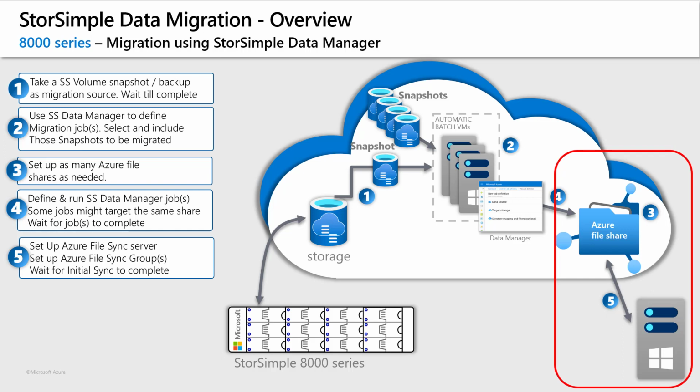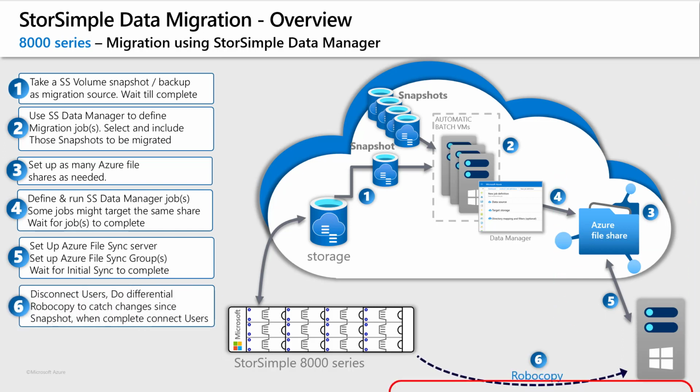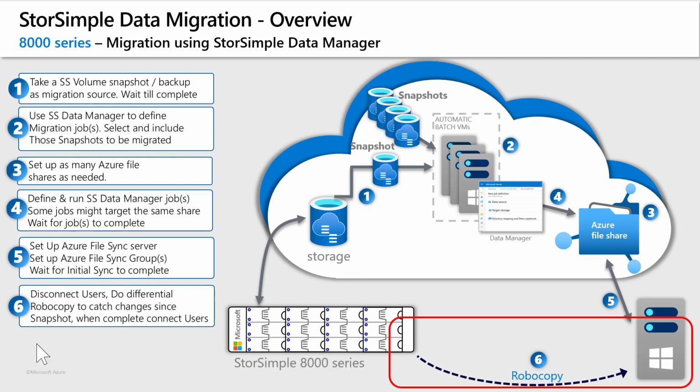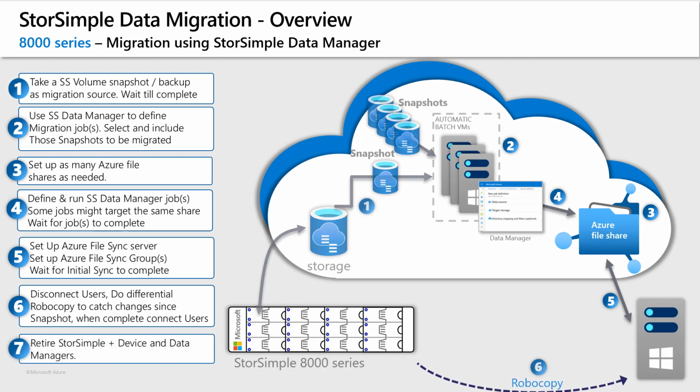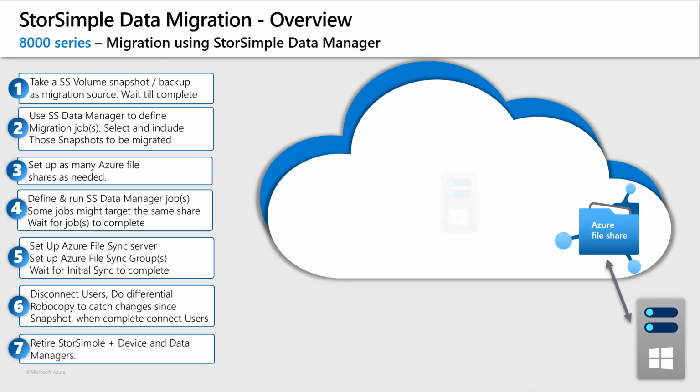At this time, your users should not be able to access that SMB share. What remains to be done is to run catch-up robocopies to catch up on any changes that users have made since the migration began. Then, take downtime while you disconnect users from the old StorSimple share, run one last robocopy, and then reconnect the users to the new share. This can then be followed by the retirement of StorSimple and any other resources that are no longer needed. We'll cover these steps in the next video.